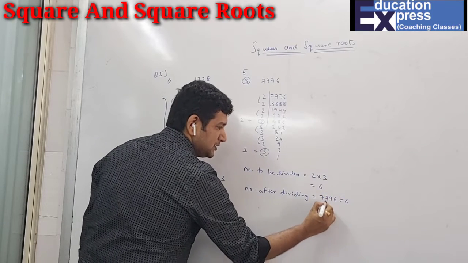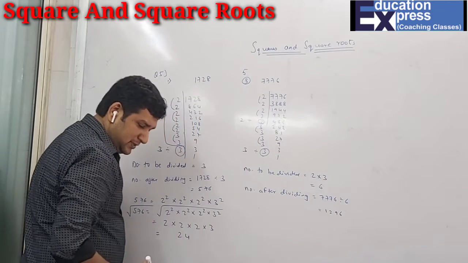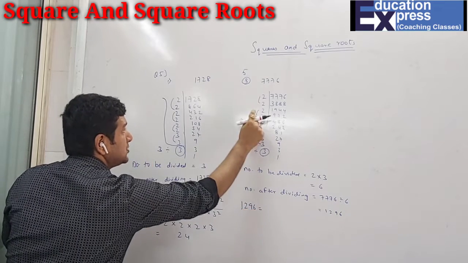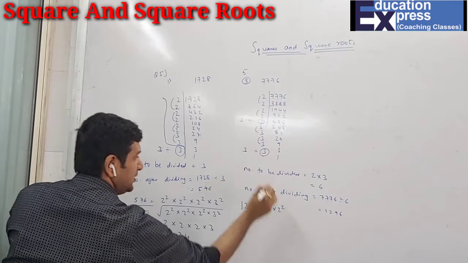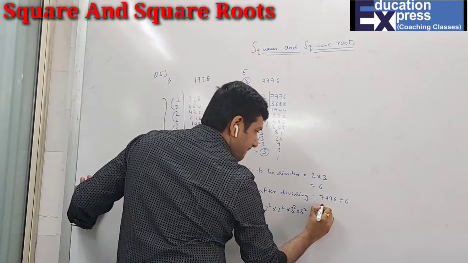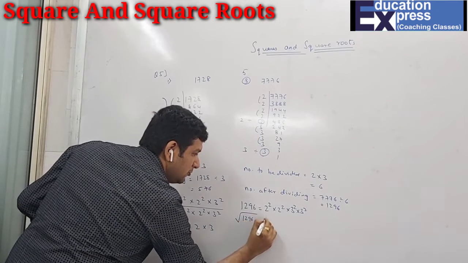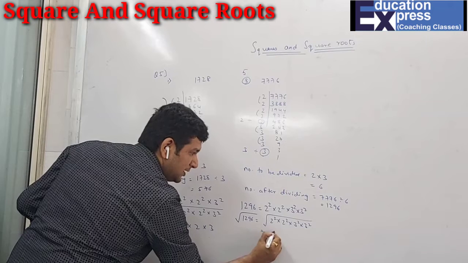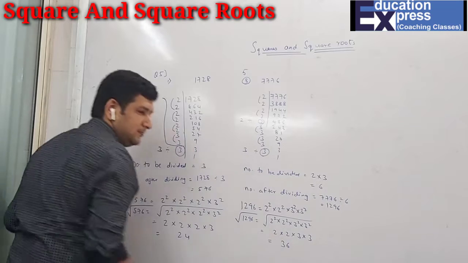So 6 1s are 6, 6 2s are 12, 6 9s are 54, 6 6s are 36. 1296. So 1296 is nothing but 2 square, 3 square. So under root 1296 will be under root 2 square, 2 square, 3 square and 3 square. So that is 2 into 2 into 3 into 3. 4 into 9 is 36, is the answer.